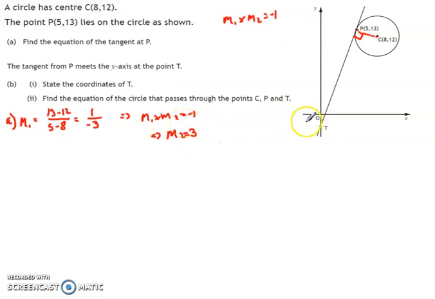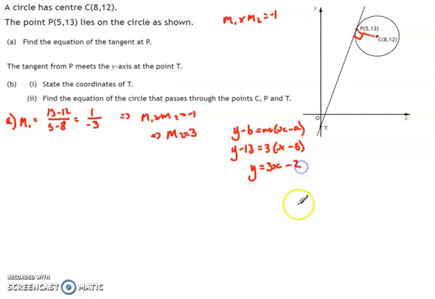Then I want the equation of that line. So I'm going to use y minus b equals m bracket x minus a, and the a and b come from a point on the line, which in this case is going to be P. So that's y minus 13 is equal to 3 bracket x minus 5. Then multiply out the brackets and simplify it down a bit. So I get y is equal to 3x, minus 15, but I'm then adding 13 on, so that's going to be minus 2. So there you go, the equation of the tangent, y equals 3x minus 2.